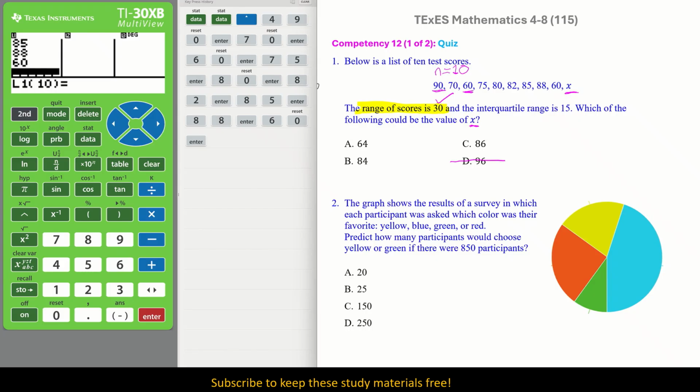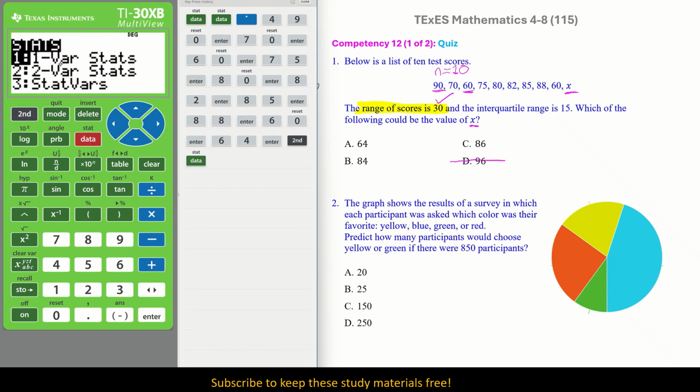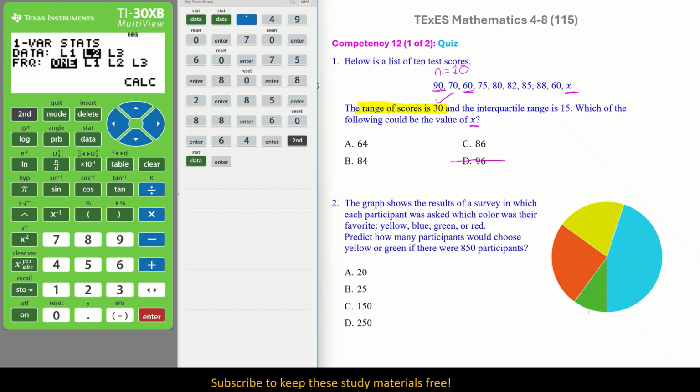Your next question is going to be, what am I going to do to figure out what X is? Simple. Start with A, and it is the 10th value. Type it in, 64. Enter. Now let's go second data. We are going to use number 1. We only have one list, meaning one variable that we need. Our data is all in L1, so we need to highlight that and make sure that it's not flashing. Now, frequency, put 1, because we only have one list.